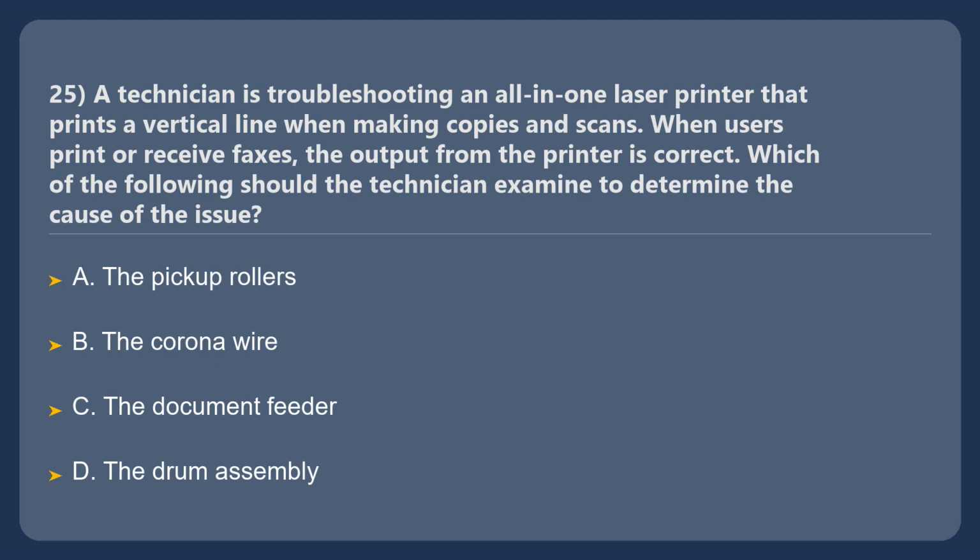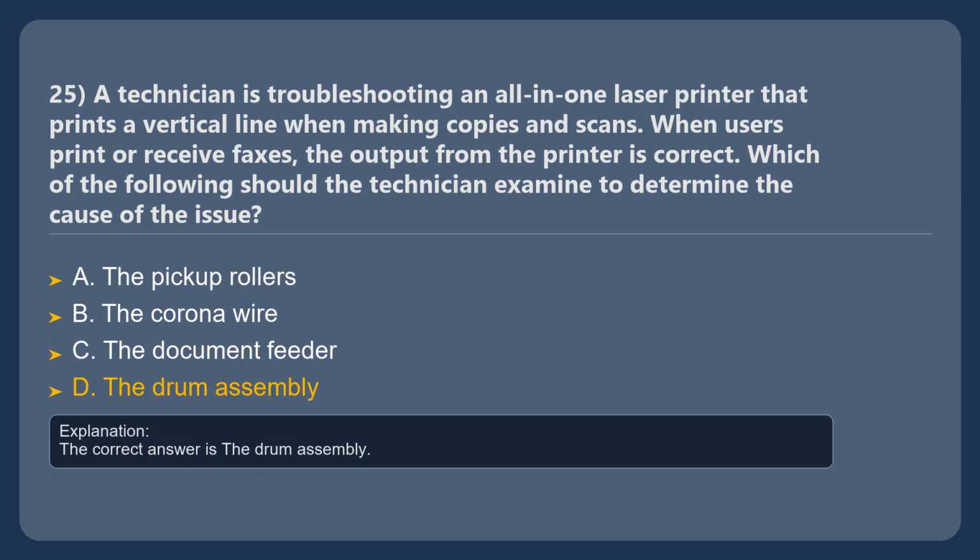Option A, the pickup rollers. Option B, the corona wire. Option C, the document feeder. Option D, the drum assembly. The correct answer is option D, the drum assembly.